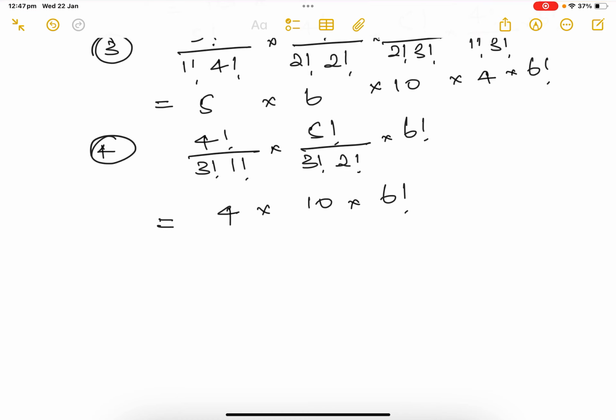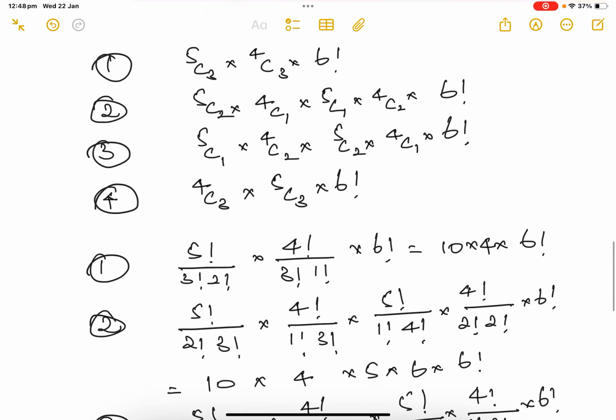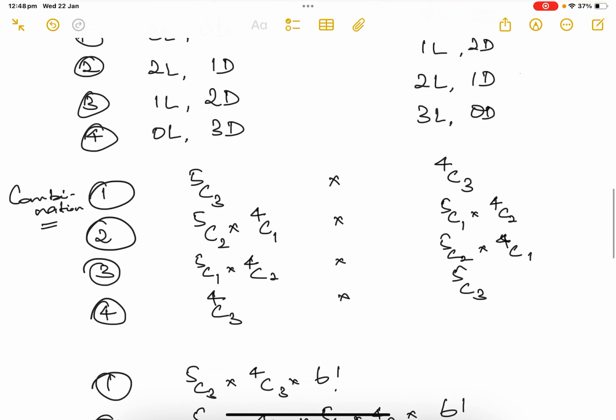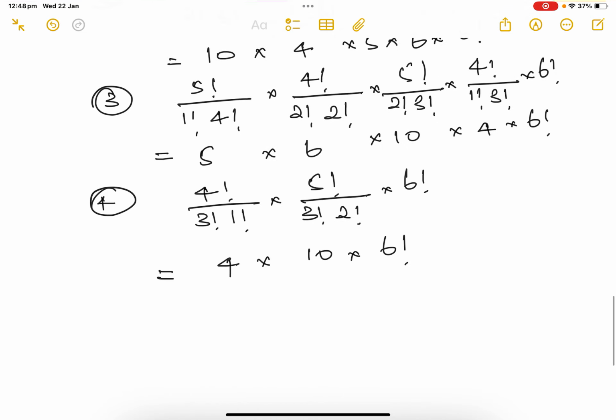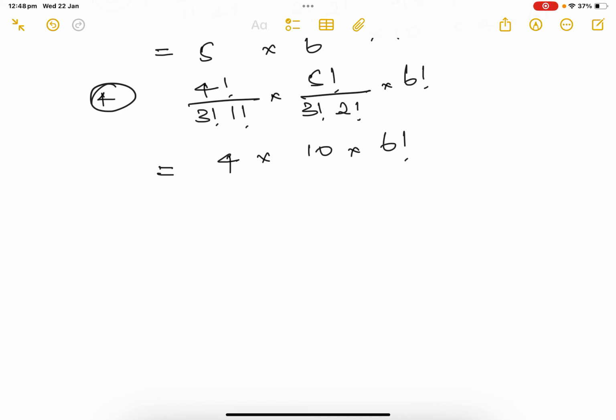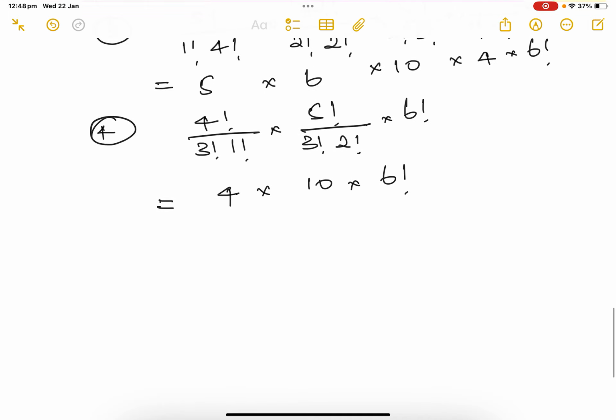And the last one: 4 factorial over 3 factorial times 5 factorial over 2 factorial 3 factorial, and the permutation is 6 factorial. So 4 factorial over 3 factorial is 4, 5 factorial over 3 factorial 2 factorial is 10, and 6 factorial. So these are many, because part 2 is a huge amount of passwords we can make.